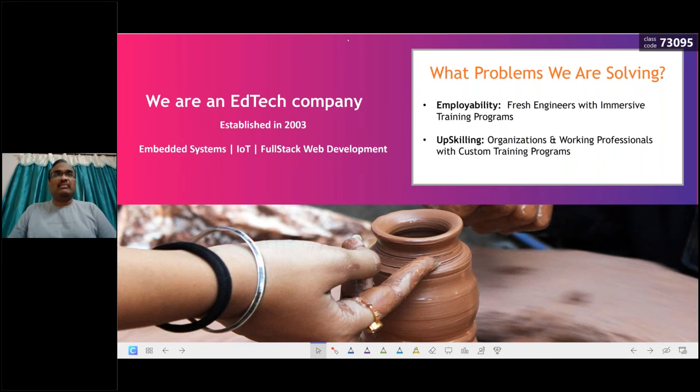As an organization, we are aiming to solve two problems. Problem number one: employability. In India, as you know, a lot of people are getting engineering degrees every year. The statistics say by 2024, about 26 to 28 lakh engineers will be passing out. But a very small percentage of them have employable skills, right?